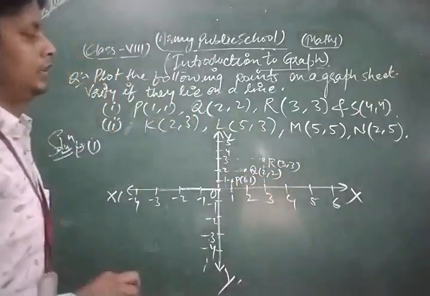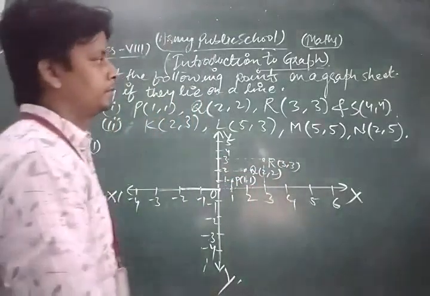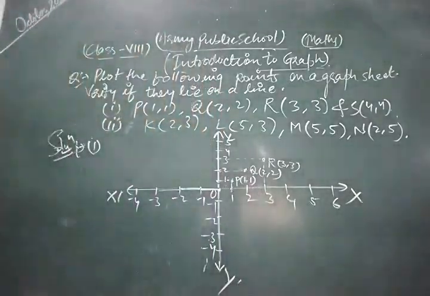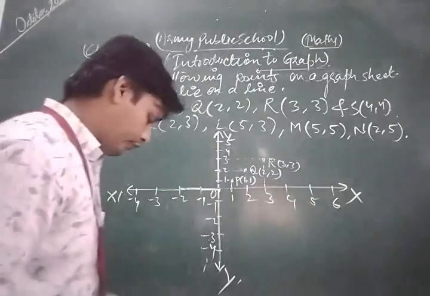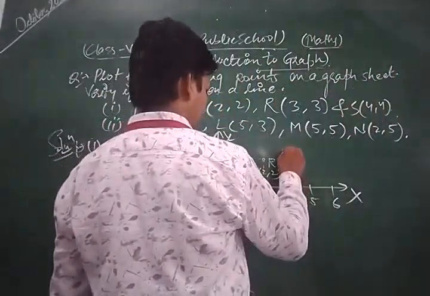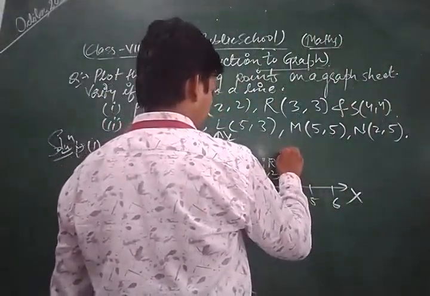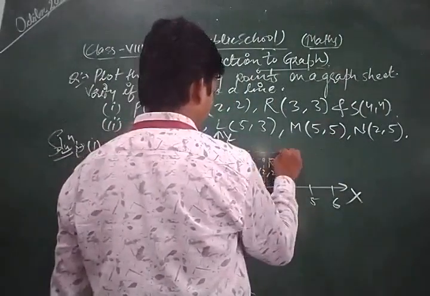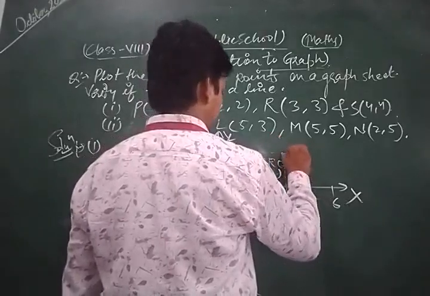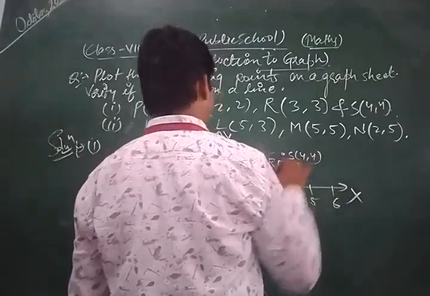Now the next one. The fourth and last point is S, and the coordinates of S are (4,4). Now look, this is 4 and this is 4. So this is S(4,4).